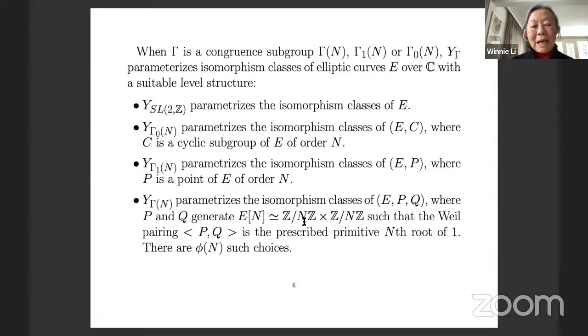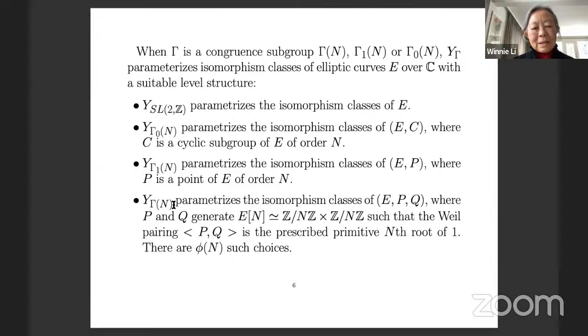But it's not all such choices of P and Q, but the P and Q such that under the Weil pairing, it is a prescribed root of unity. So the Weil pairing takes P and Q to a primitive n-th root of unity. So we have to choose the primitive n-th root of unity. If we fix P, then that restricts the choice of Q. So we know that this curve Y gamma of n is defined over the cyclotomic field, adjoining the n-th root of unity.